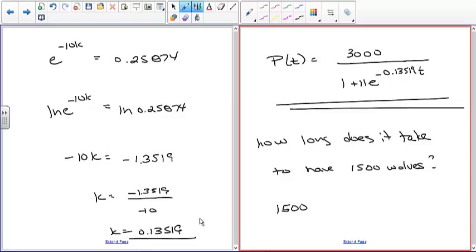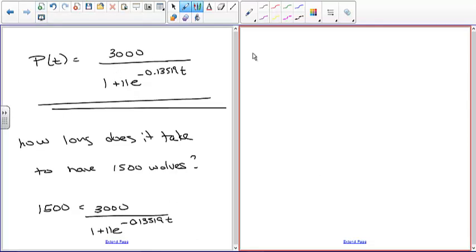So we have to solve for t again. In the last case we solved for k, but it's basically the same series of steps, except we're solving for t in this case instead of for k. So you get 1 plus 11e to the minus 0.13519 t is equal to 3,000 divided by 1,500, which is 2.